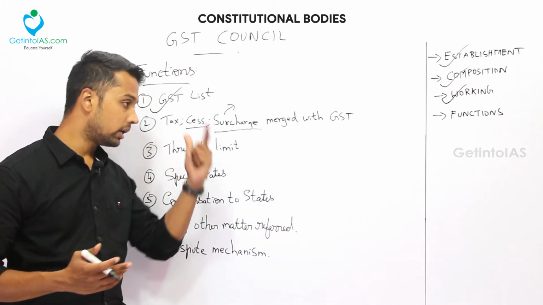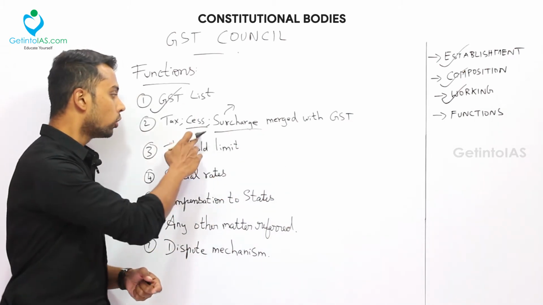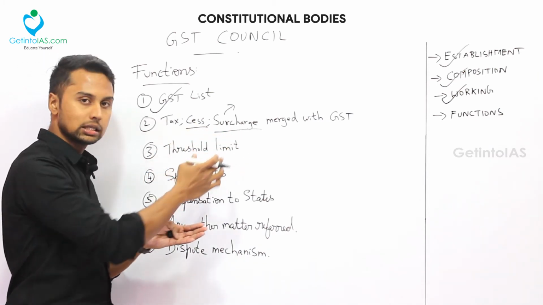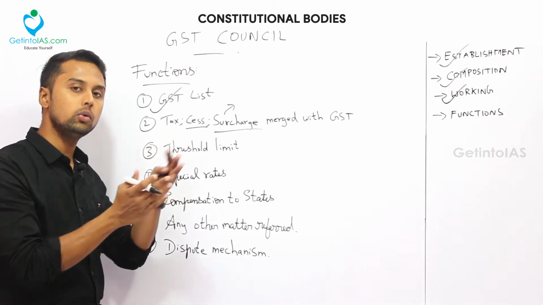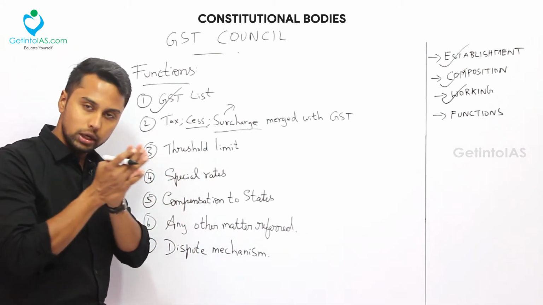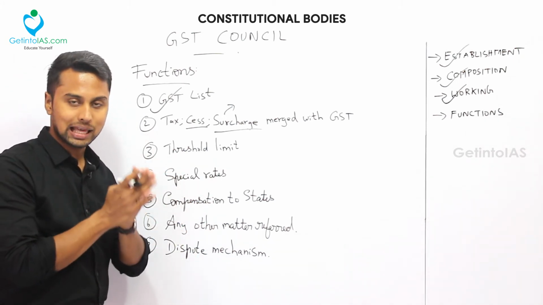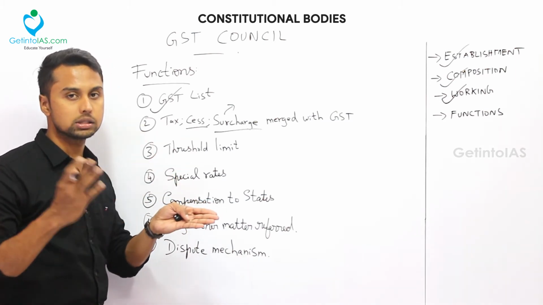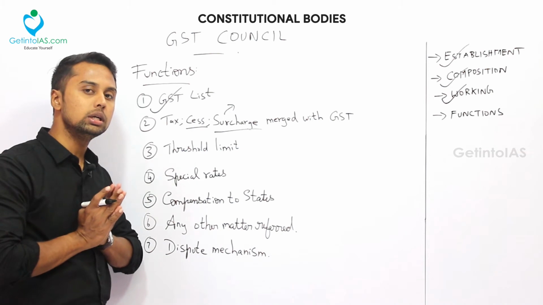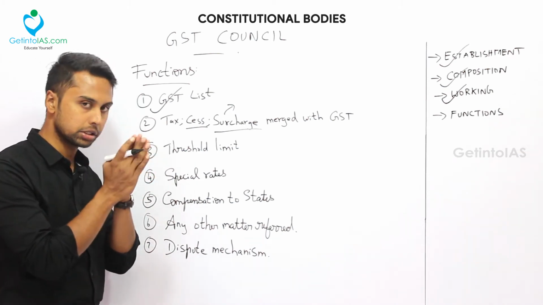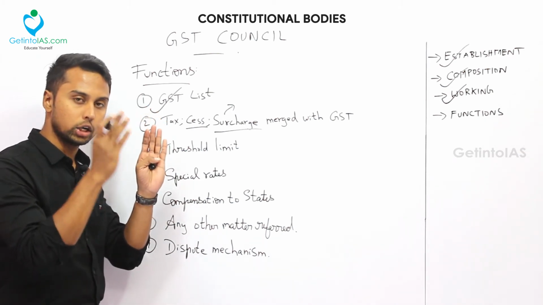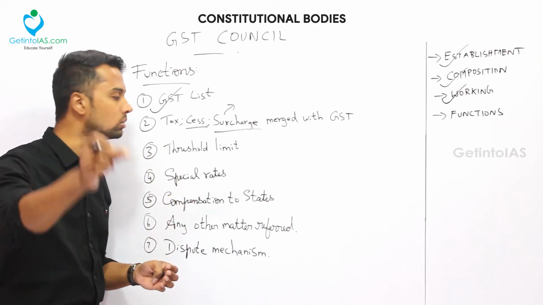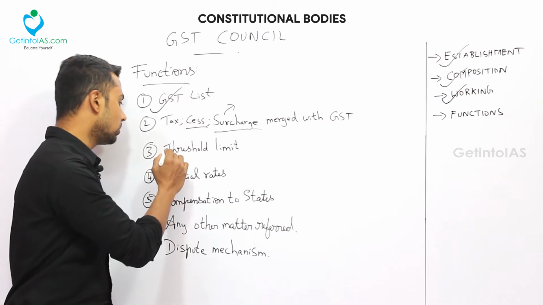One important note here is that the proceeds from both cess and surcharge will not be distributed between the union and the states. They will go solely to the union. The proceeds collected from cess and surcharge will not be shared between the union and the states. That is one point I have to mention here. So the function, I think you are clear: numerous taxes, cesses, surcharges, what will be merged with GST, that is decided by the council. Third one, the threshold limit.